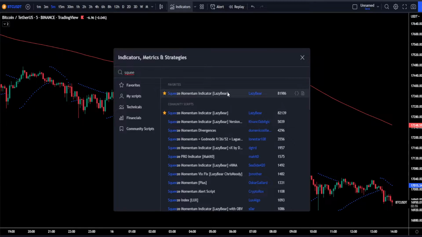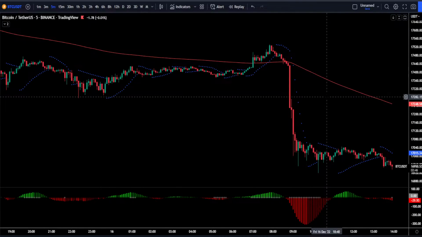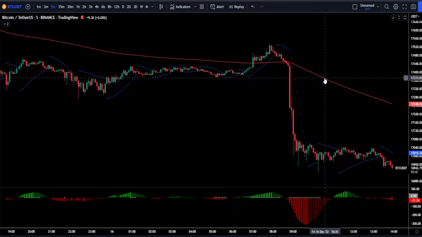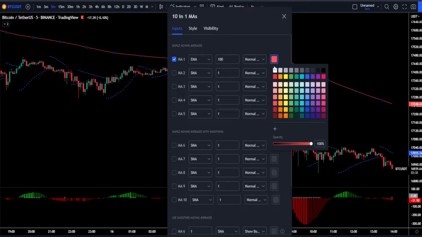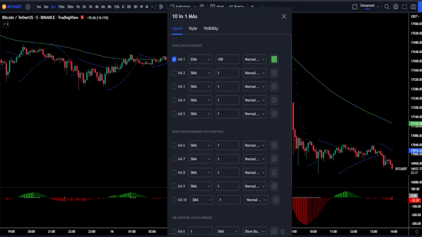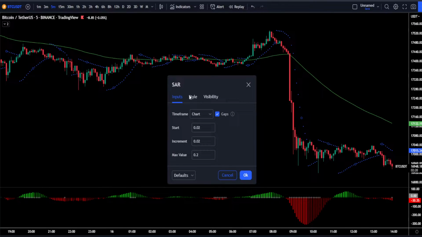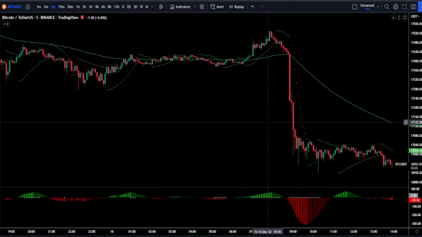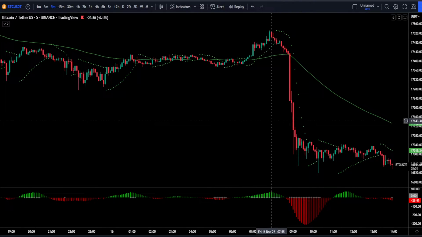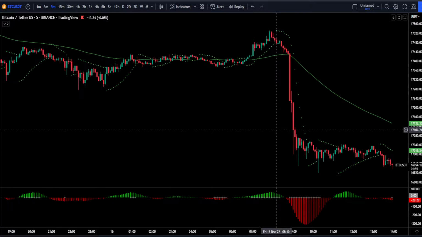Okay, now we need to make some slight adjustments to these indicators. So first, let's double click on our EMA and change the length from 200 to 100, and we'll also change the color from red to green. Let's also make our parabolic SAR green as well, and we'll be keeping the inputs on the same settings. Okay, the strategy is complete. Now let me briefly explain how these indicators work.